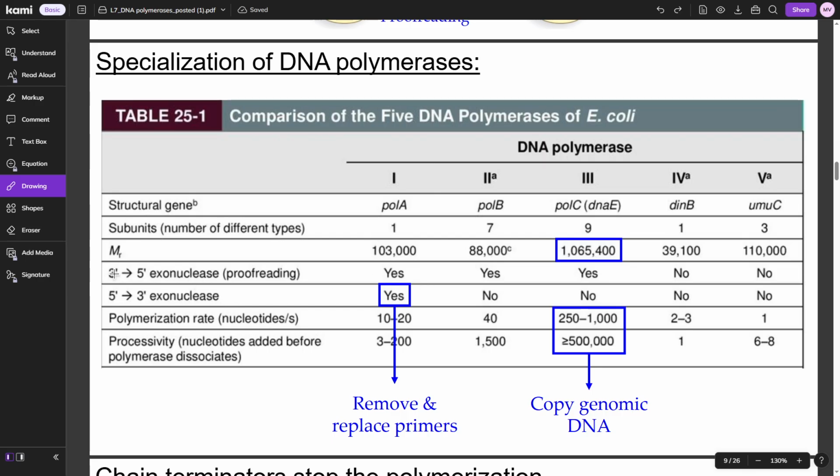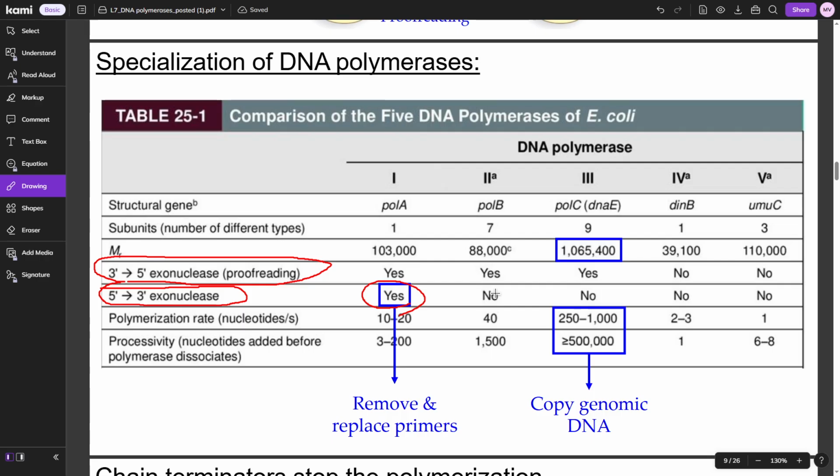So notice how all three of these have the 3' to 5' exonuclease, but not all of them have a 5' to 3' exonuclease. That's specifically for DNA polymerase 1, which makes sense because DNA polymerase 1 actually goes in from the 5' side and replaces the RNA molecules going from 5' to 3'. Because remember, the primer when you're doing DNA replication is actually made of RNA molecules or NTPs.